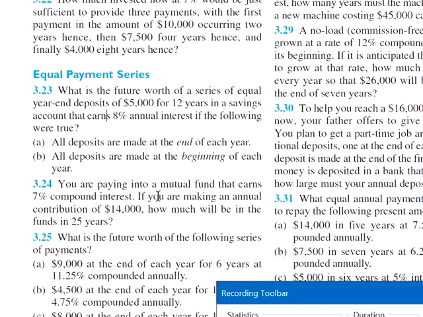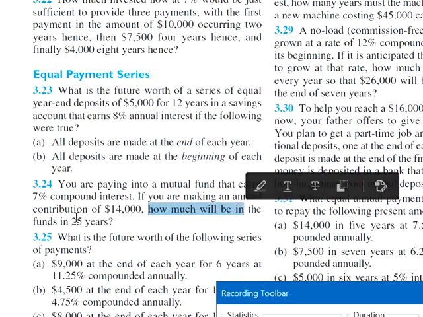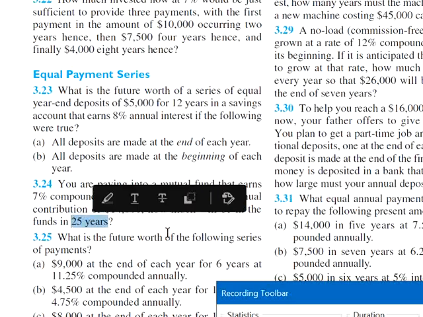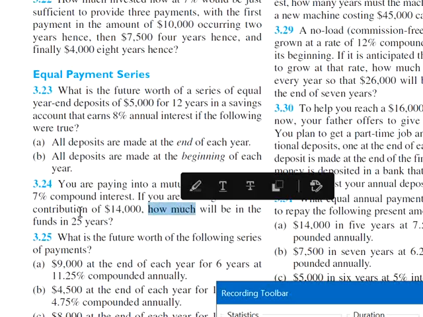Now next question, 3.24. You are paying into a mutual fund that earns 7% compound interest. If you are making an annual contribution of 14,000, how much will be in the fund in 25 years? See, first of all, we need to see what we need to calculate. Understand the question carefully. How much will be in the fund in 25 years?